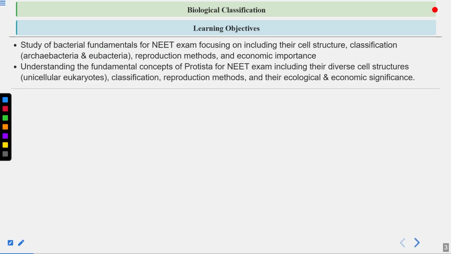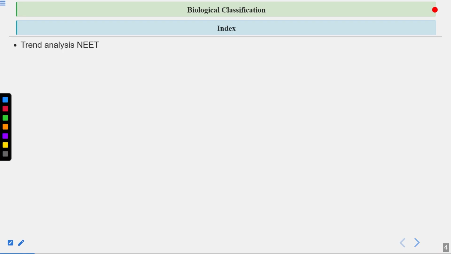Then we'll focus on the kingdom Protista also. We will understand the fundamental concepts of the kingdom Protista, focusing on the NEET exam, and we'll talk about the diverse cell structures. Protista includes unicellular eukaryotes. We'll talk about these organisms, their classification, reproduction methods, and their ecological and economic significance. So we'll talk about kingdom Monera and kingdom Protista in this lecture, focusing on the NEET exam.